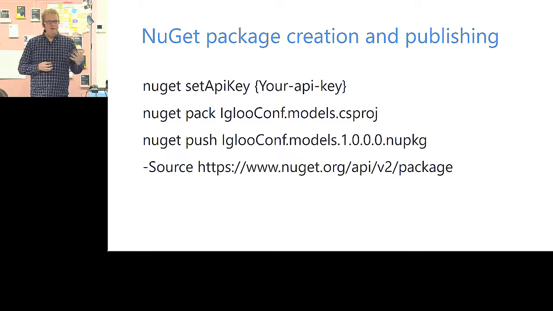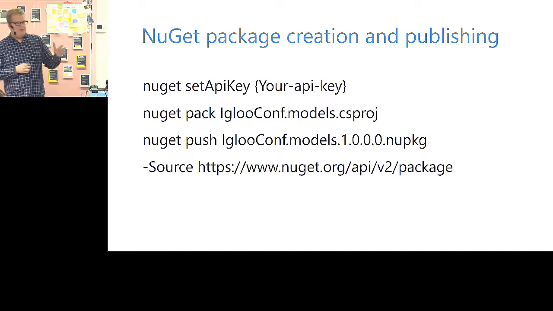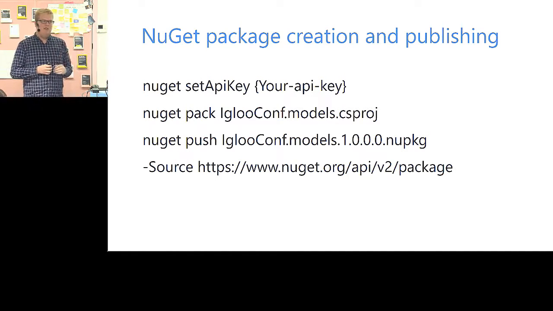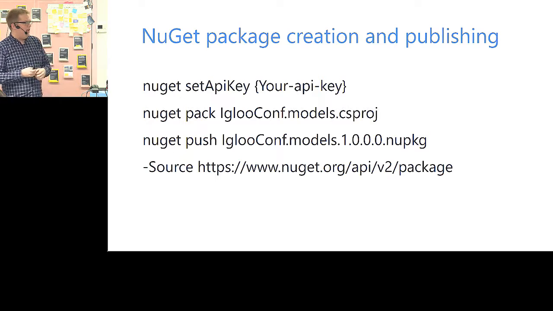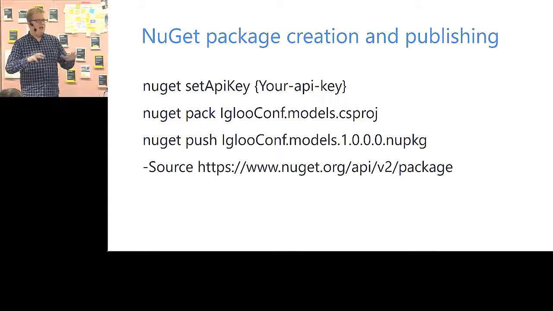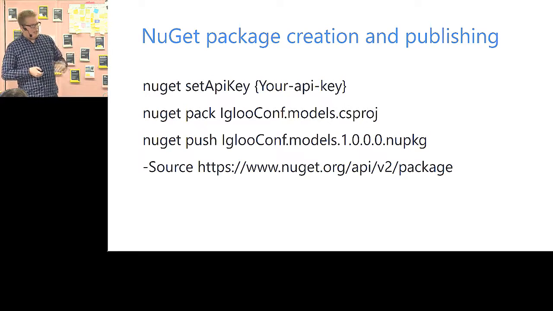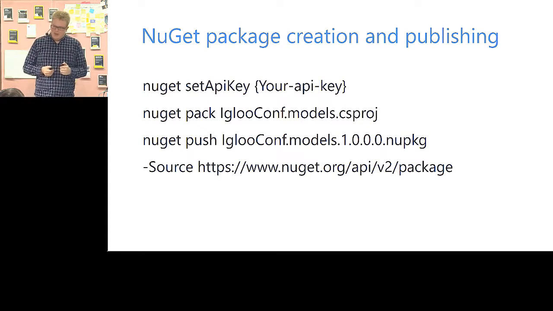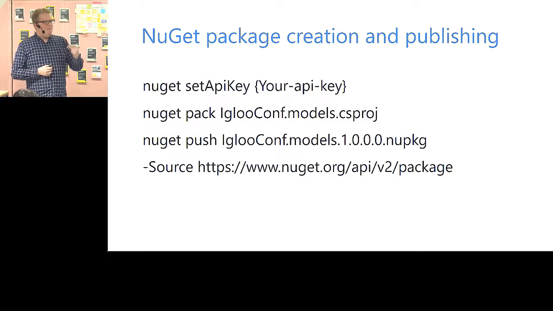So you open PowerShell or any command line tool, whichever you prefer. I prefer PowerShell way more. First you say NuGet set API key. So this is your API key, this is how you authenticate. For some reason I'm not showing my API key. I wonder why. Then you say package my project. And the next thing is publish it.